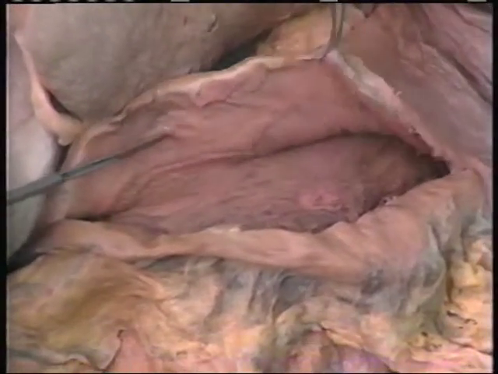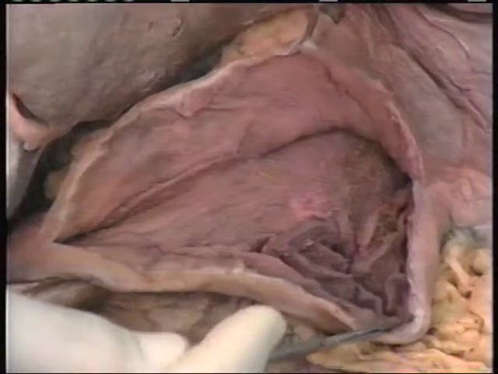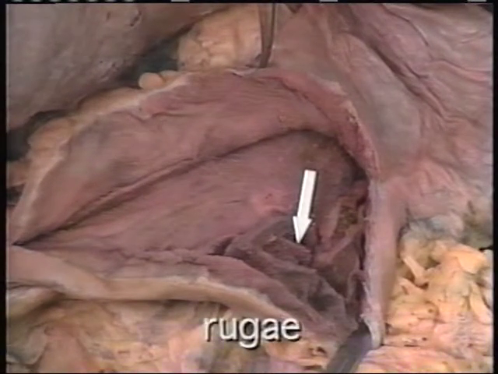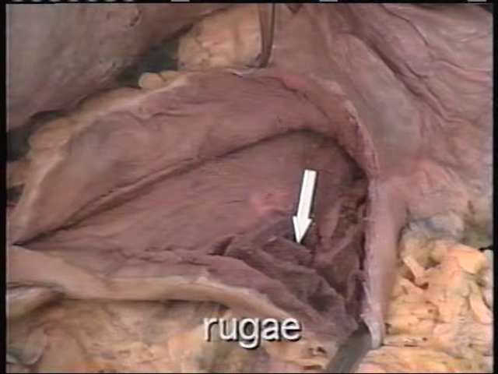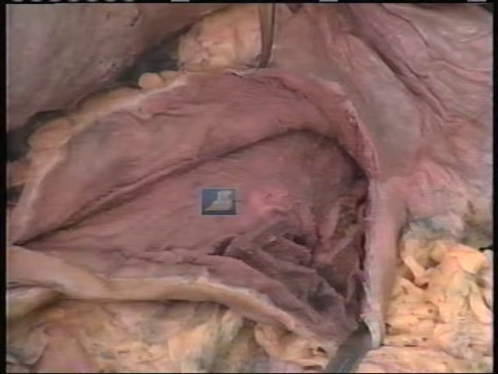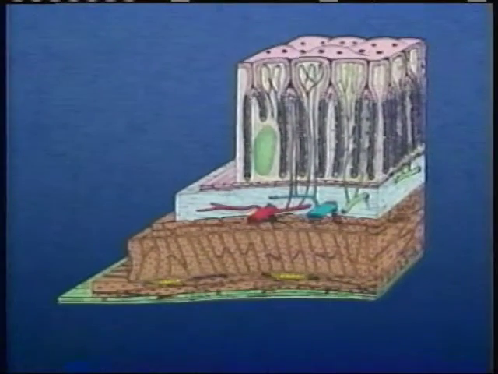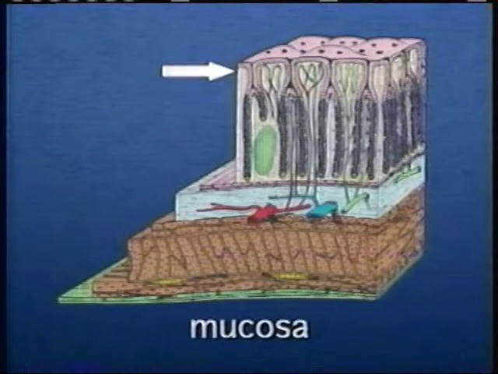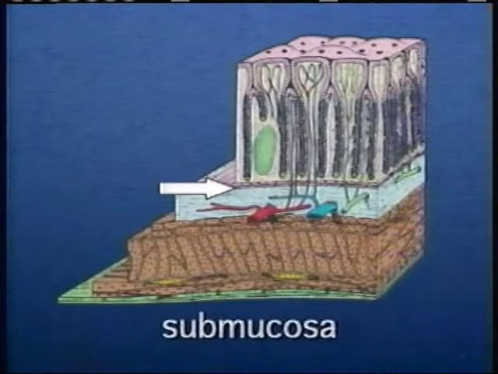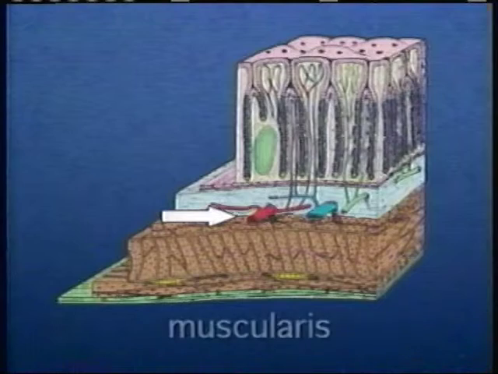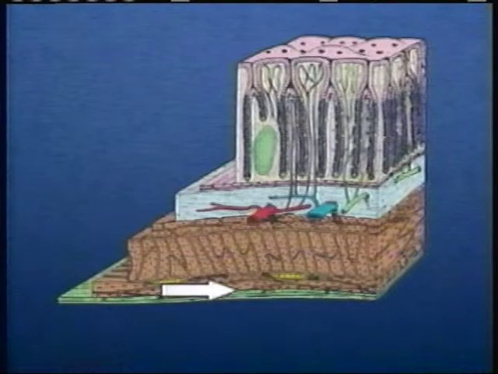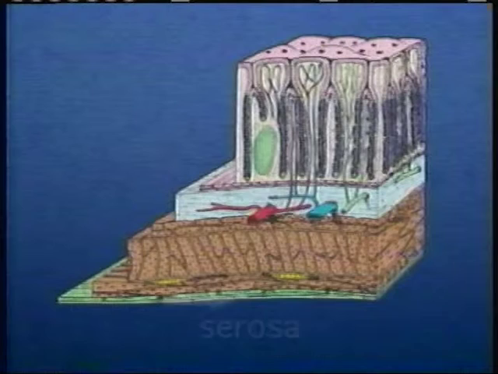When the stomach is empty, large longitudinal folds of the mucosa and submucosa called rugae are present. As the stomach fills, these folds flatten out to increase stomach capacity. The wall of the stomach contains the 4 layers characteristic of the GI tract, including the mucosa, submucosa, muscularis, and serosa.